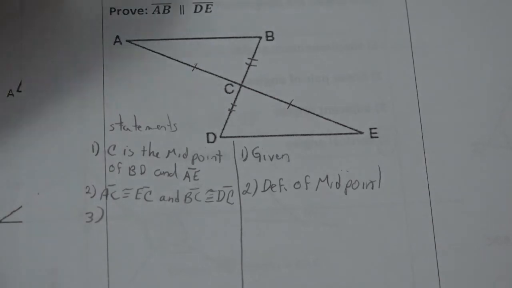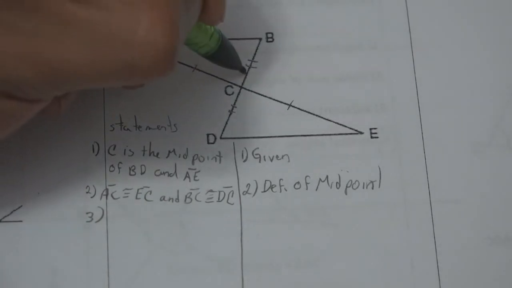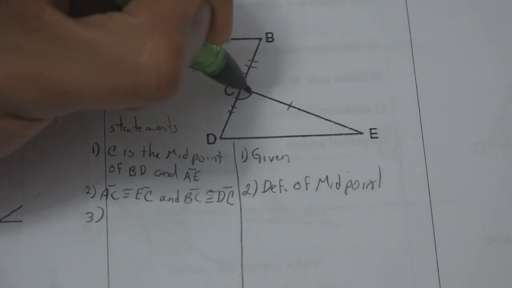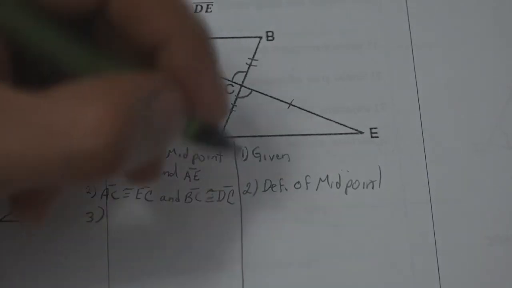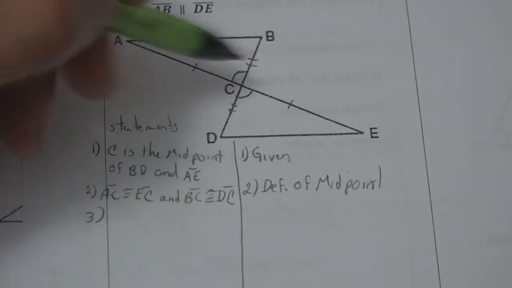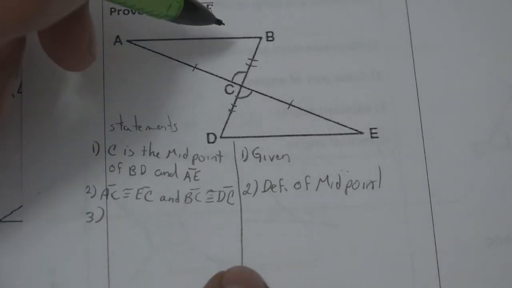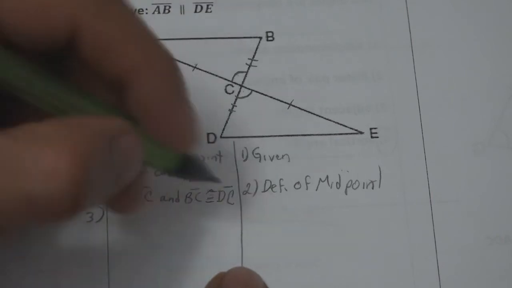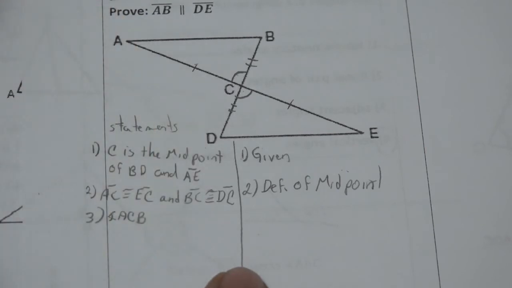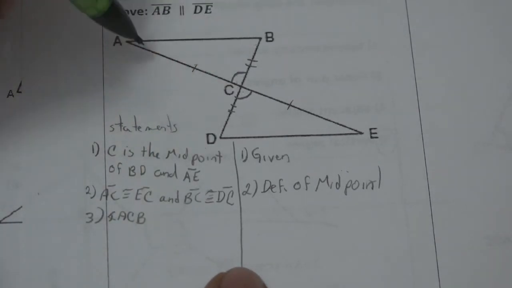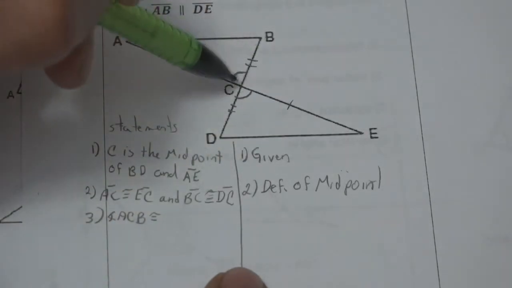Statement number 3. Remember that vertical angles are formed by intersecting lines, so I can say that this angle right here is congruent to this angle right here. Make sense? Okay then, so that's exactly what I'm gonna say. Now you cannot call this angle C because both of them will be angle C, so no, you cannot do that. You gotta call it by a 3-letter name. So I'm gonna say that angle ACB is congruent to angle ECD.